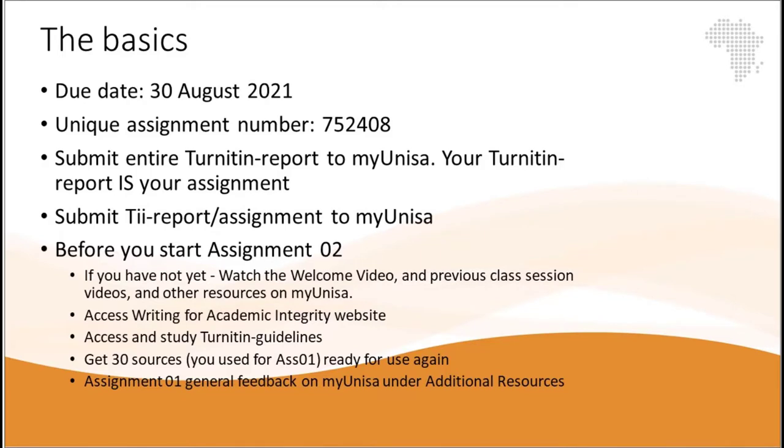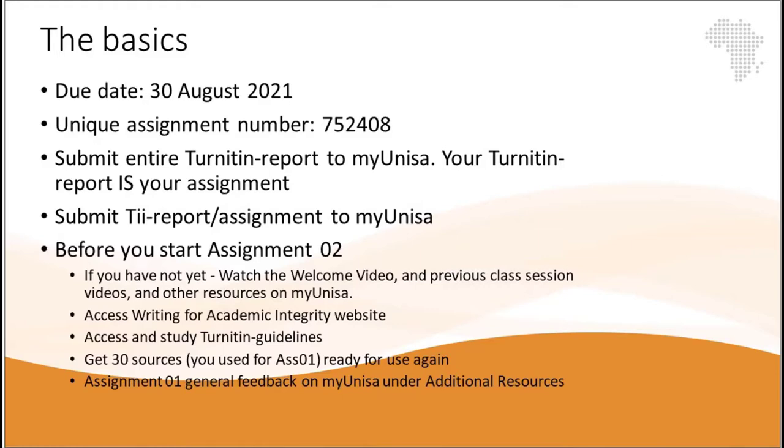The due date for assignment 2 is the 30th of August. The unique assignment number is 58752408. And as for assignment 1, and as for all your honors assignments, the entire Turnitin report must be downloaded, so submit your assignment to Turnitin.